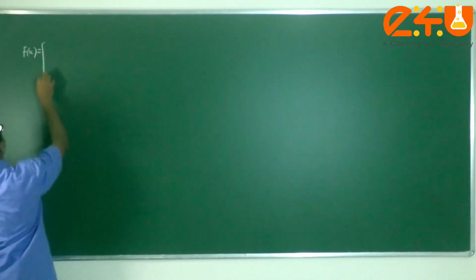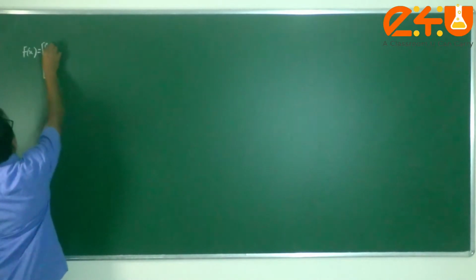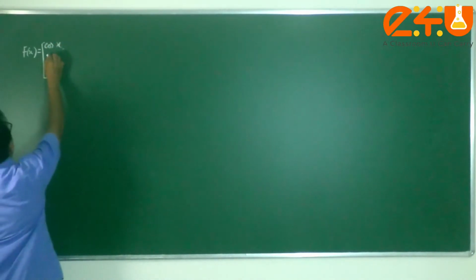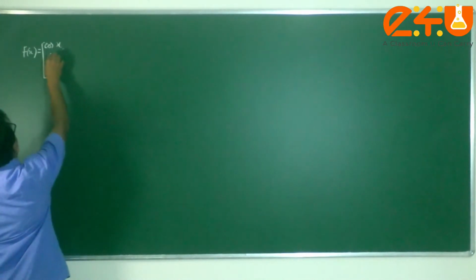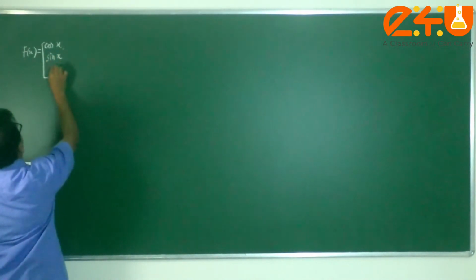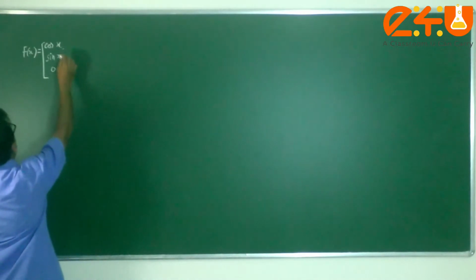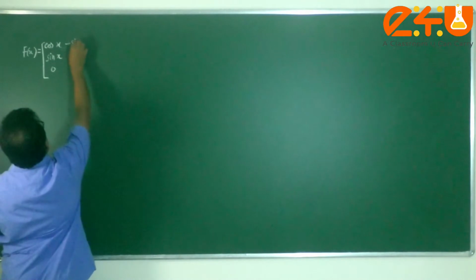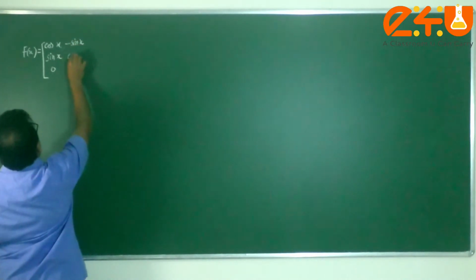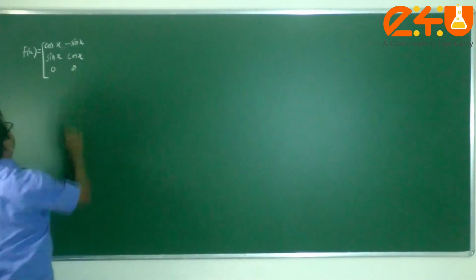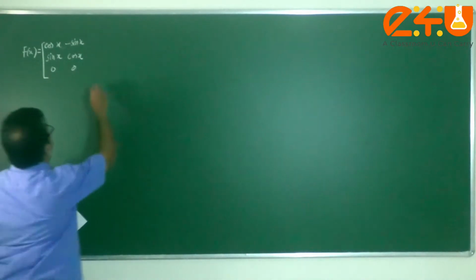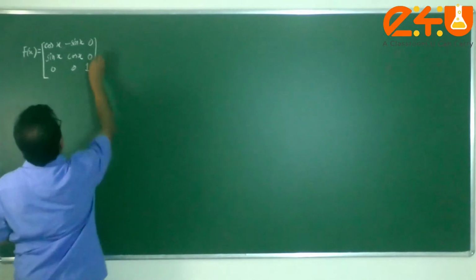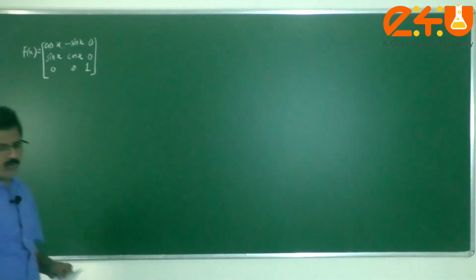Given f of x as cos x, I am writing column 1: sin x followed by 0. I am writing column 2: negative sin x, cos x and 0. Column 3 is given as 0, 0 and 1.